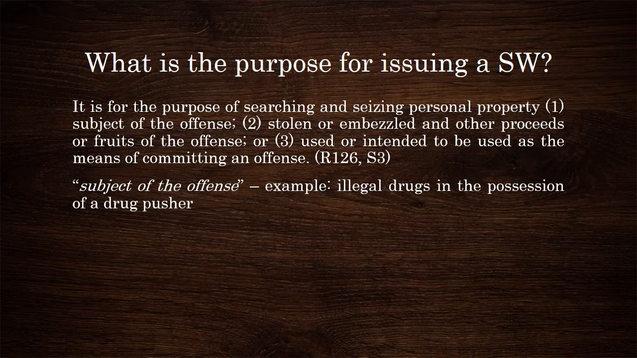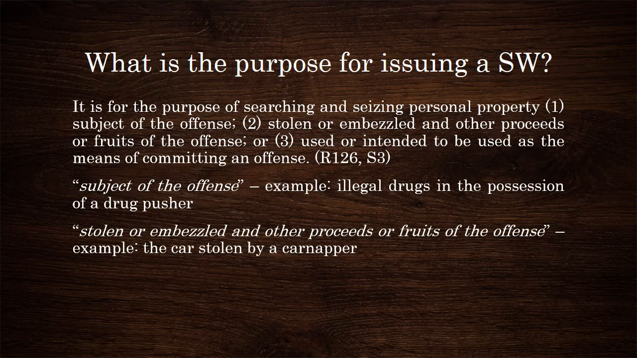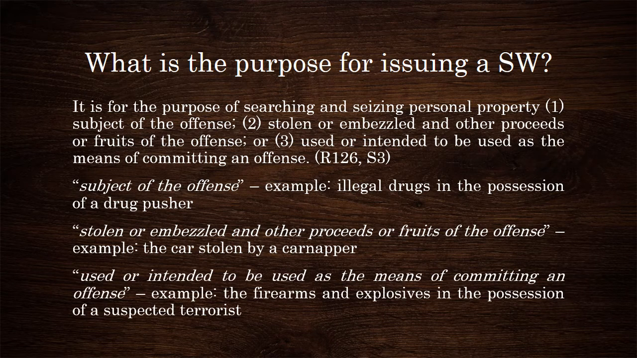When you say personal property subject of the offense, an example of this can be illegal drugs in the possession of a drug pusher. Stolen or embezzled and other proceeds or fruits of the offense. An example of this can be the car stolen by a carnapper. And when you say personal property used or intended to be used as the means of committing an offense, an example of this can be the firearms and explosives in the possession of a suspected terrorist.